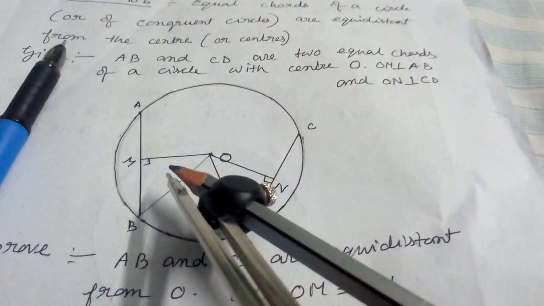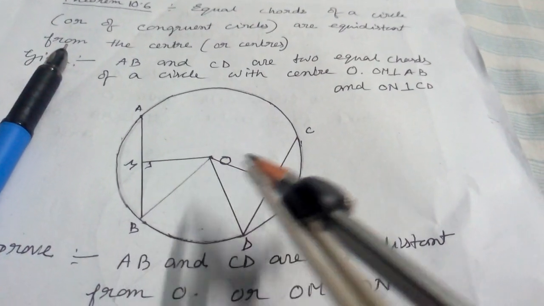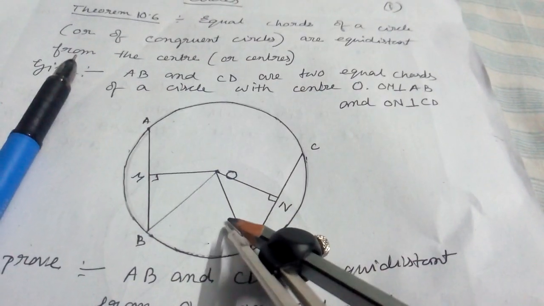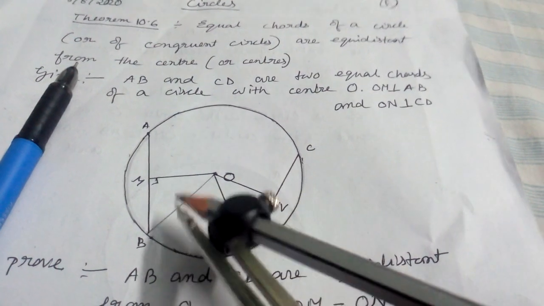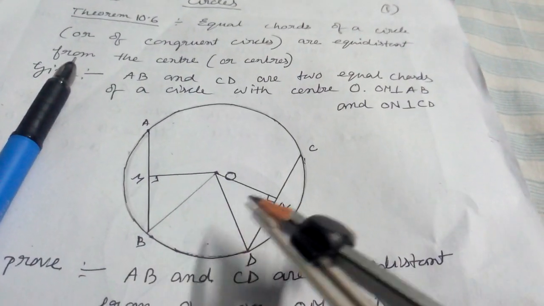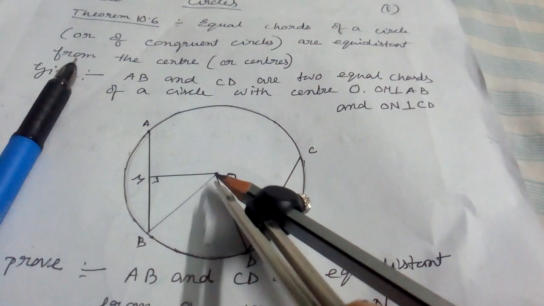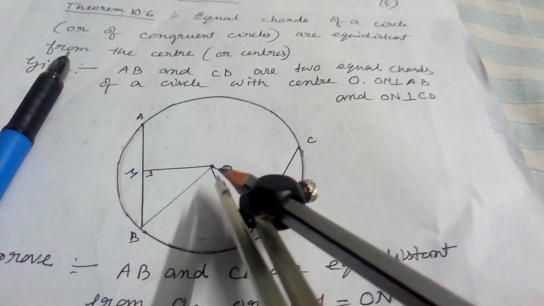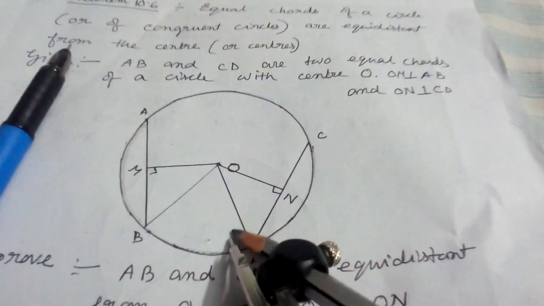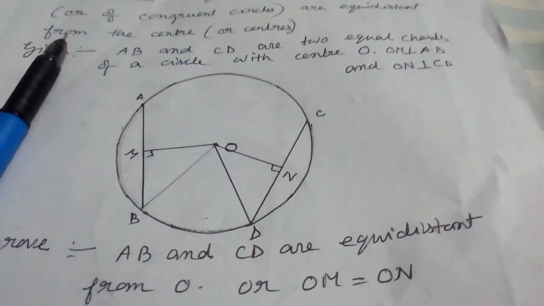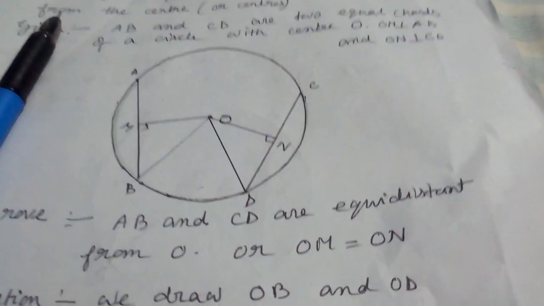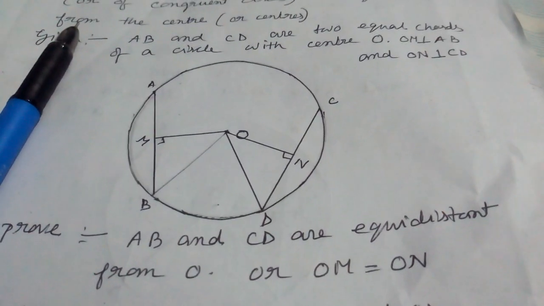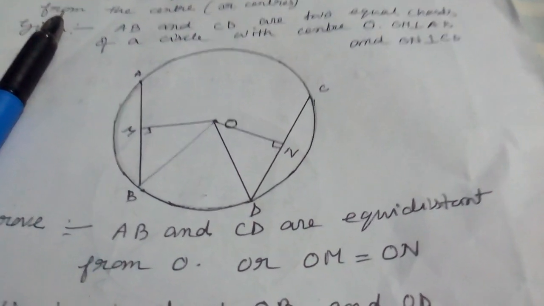By RHS: right angle, both are 90 degrees; hypotenuse OB equals OD; and MB is equal to ND. By RHS, these two triangles are congruent, and by CPCT, OM is equal to ON. This is the proof of theorem 10.6, that equal chords are equidistant from the center.